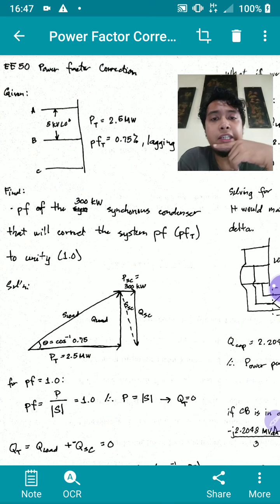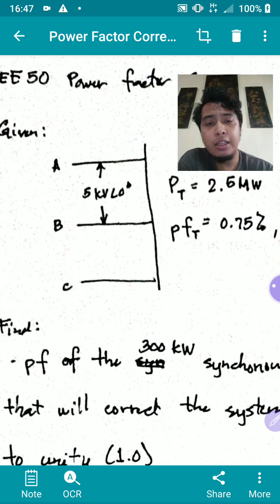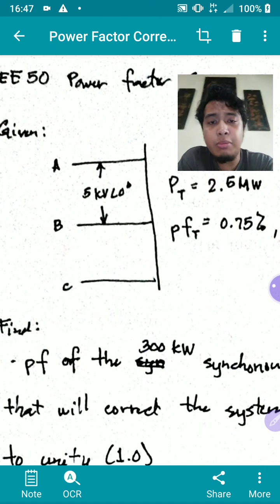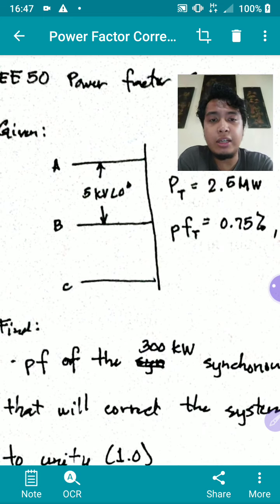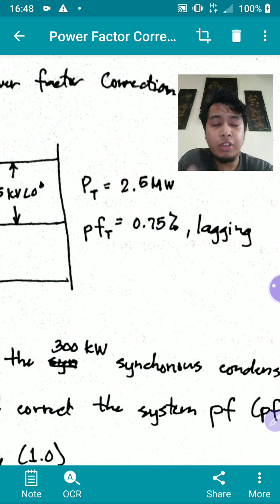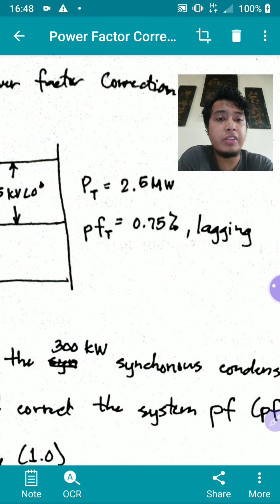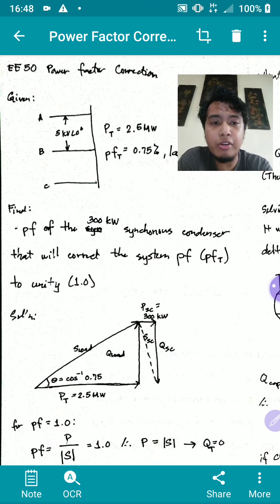So I have an example here of a three-phase system. This is a three-phase line with voltage AB as reference. The voltage between each line is 5 kilovolts. Between any two lines is 5 kilovolts. Now it is supplying a load of total power of 2.5 megawatts. So this is basically three-phase power at a total power factor of 0.75 lagging. So we want to correct the power factor to unity using a 300 kilowatt synchronous condenser.